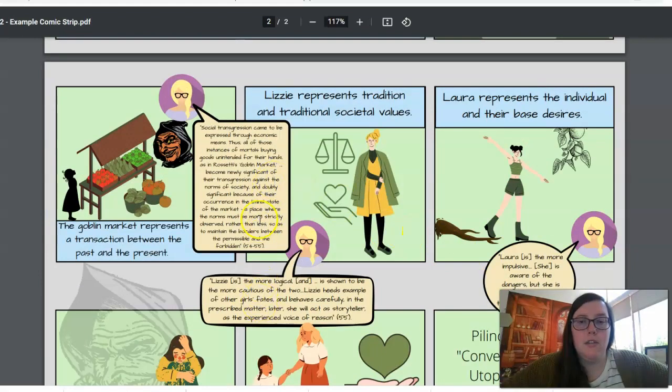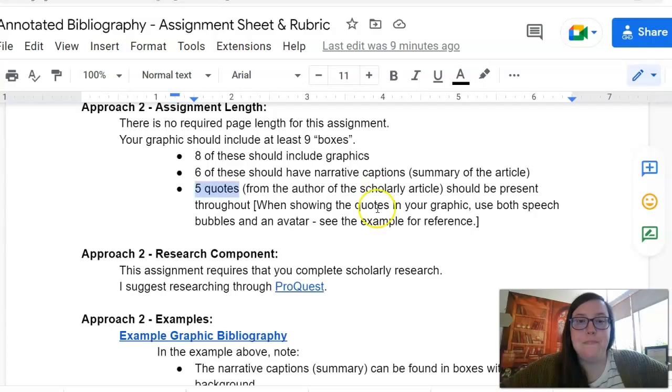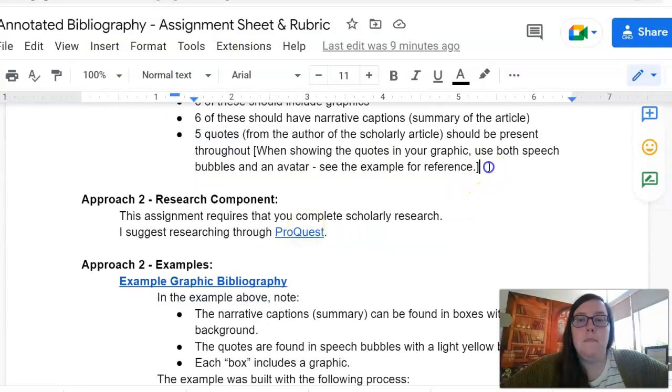I've got these just associated by color. All of the quotes from the author of the scholarly article have a yellow background. All of my summaries have a blue background. I think that color can help to connect ideas and show visual representation, so you might want to think about that if you go this route. Then again, those quotes are associated with an avatar for the author that I repeat over and over again, just for some consistency.